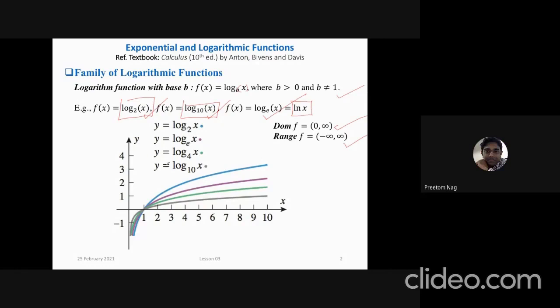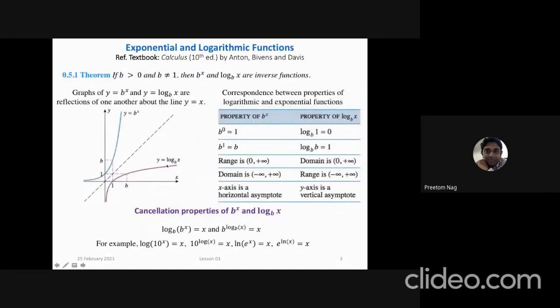Now we would like to establish a relationship between exponential and logarithmic functions. Since we have some common properties in both cases, the base b should always be greater than 0 and cannot be 1. That is a common property. Now the theorem says if b is greater than 0 and b is not equal to 1, then b to the power x and log base b of x are inverses of each other.